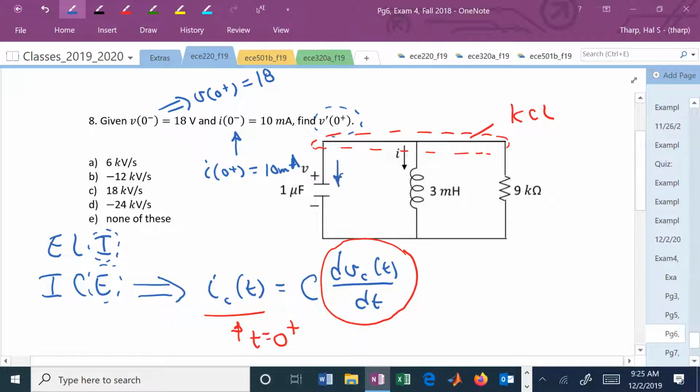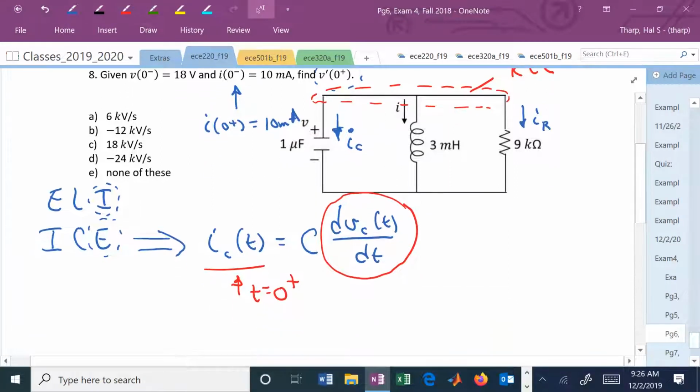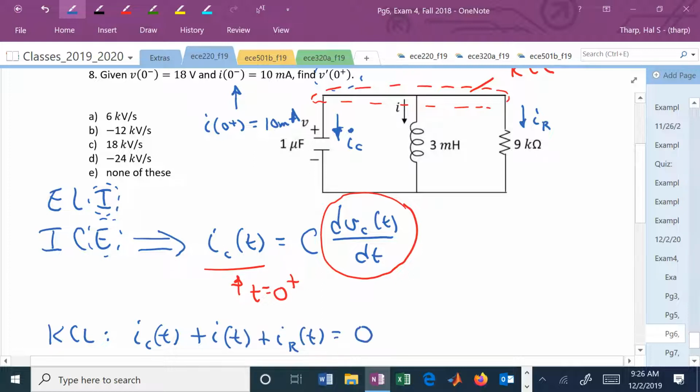Let's call this, and now this current, and pay attention to this as well. By the passive sign convention, I'm now defining I sub c consistent with the passive sign convention. In some of your problems, they may be messing with you and putting a current or a voltage opposite to what you would expect it to be. But now, let me now say that this one is I sub r. KCL now allows us to write I sub c plus I sub L, which in this case is just I, plus I sub r is equal to 0.